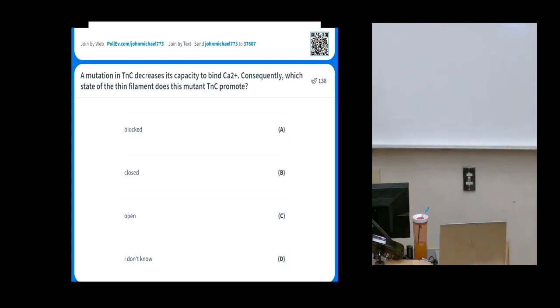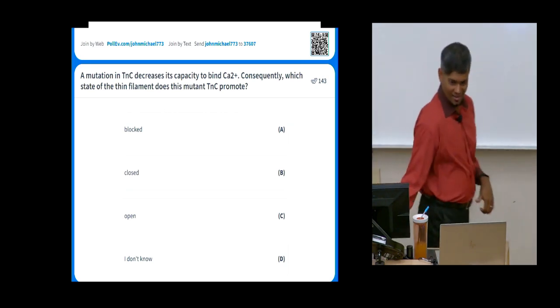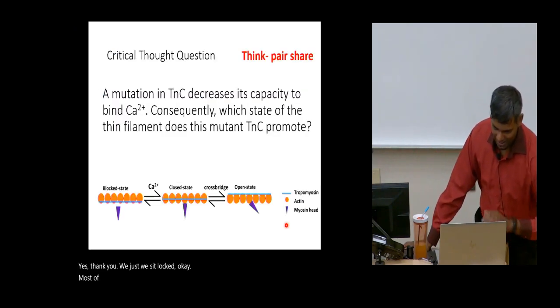Okay, Harrison, do you have anyone in your group who wants to take a stab at it? Oh yes, right here. We said blocked. Okay, all right. Most of you said blocked state, and that is correct, right?